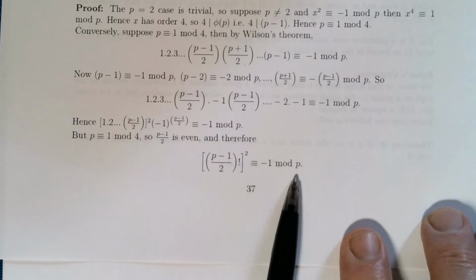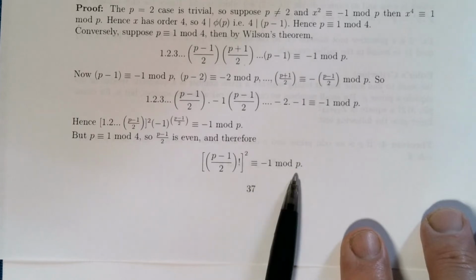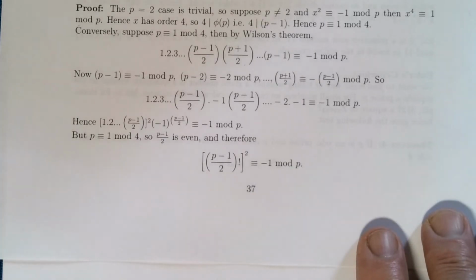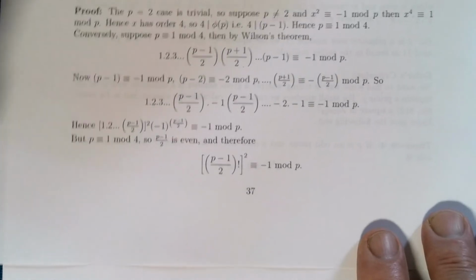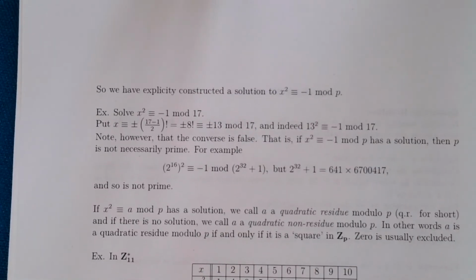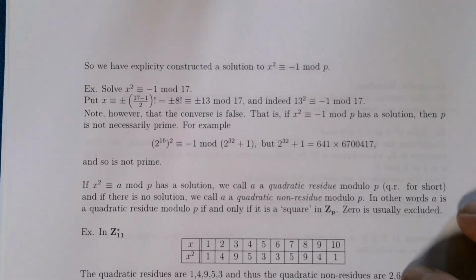So this thing here, p minus 1 over 2 factorial, is the square root of minus 1 mod p in the case when p is 1 mod 4. And that's how we can finish it. So we've explicitly constructed a solution to x squared is minus 1 mod p.